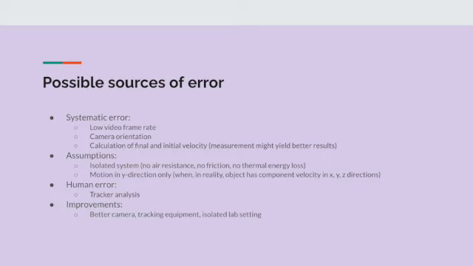I also made several assumptions in this lab. I assumed that this was an isolated system, so there was no air resistance, no friction, and therefore no loss in thermal energy. I also assumed that the motion was only in the y direction, when in reality, the object was moving in the x, y, and z directions. These sources of error could be addressed by using a better camera, better tracking equipment, and a more isolated lab setting.